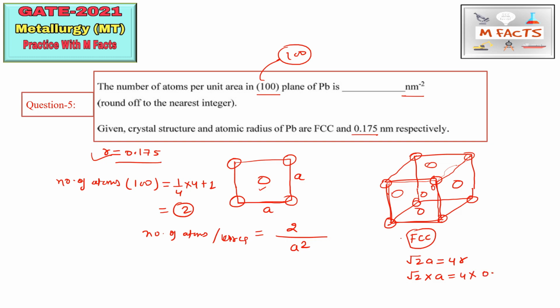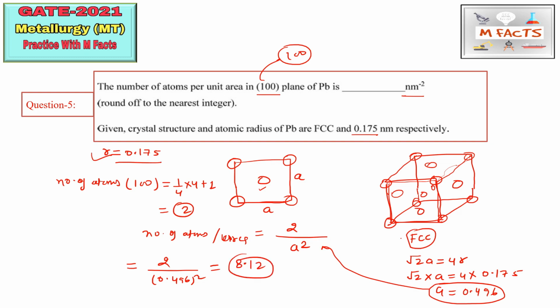So the r value is given, that is 0.175, and the a value will be equal to 0.496. Okay, so you put this a value here and you will find the number of atoms per unit area, that will be 2 by 0.496 whole square, and you will find the value equal to 8.12. So in this question they are asking to round off to the nearest integer, so the nearest integer is 8.